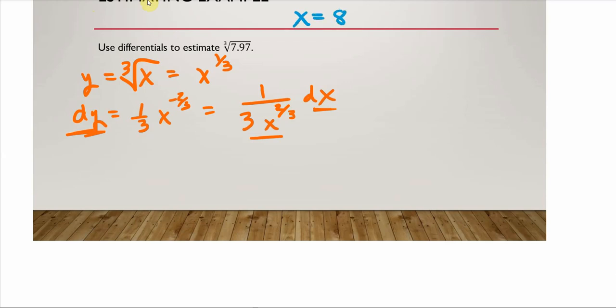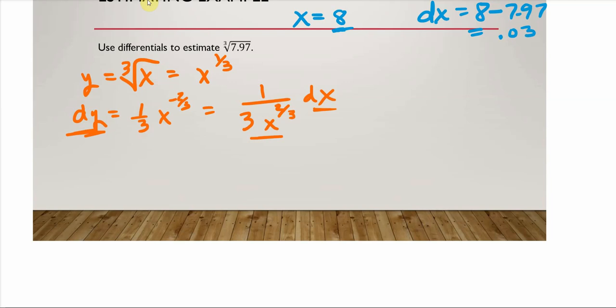Now, why did I choose 8? Well, because I can take the cube root of 8. That's the reason why. Now, remember, I'm estimating. So I'm saying, let's pretend x is 8, but it's really 7.97. So what is dx? Well, dx is going to be 8 minus 7.97. So 8 minus 7.97, that's going to give me 0.03.